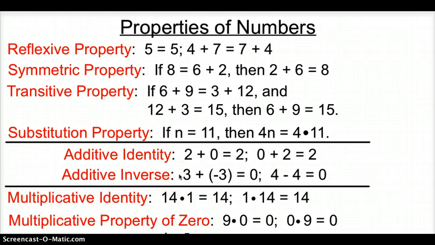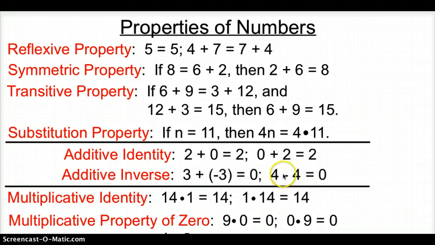Additive inverse. It's just the opposite. What makes it go to 0? What can you add to a number that makes it go to 0? Well, 3, you would add the opposite of 3. So you would add negative 3. Or if you have 4, you would add the opposite of 4 or subtract 4 to make it 0.